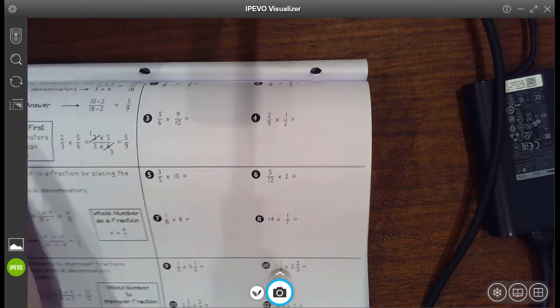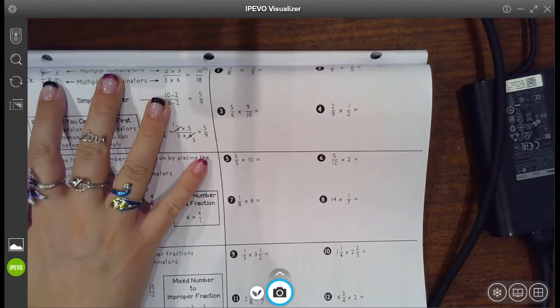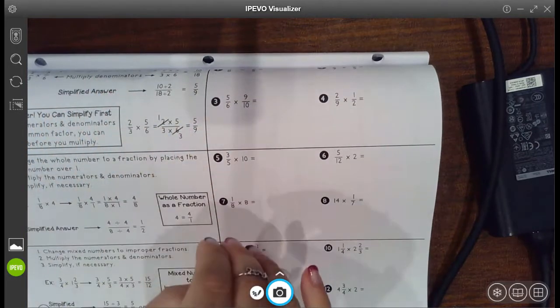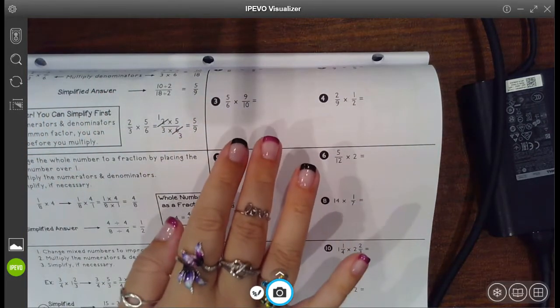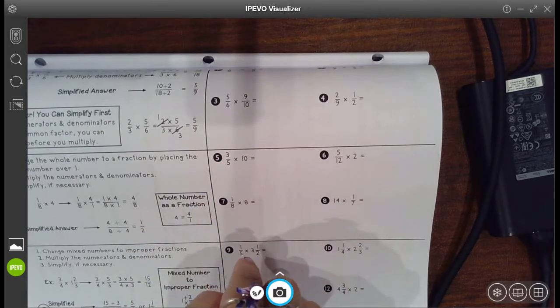Hello, my little mathematicians. Today we are going to review some multiplying fractions with whole numbers and multiplying fractions with fractions. And we're going to introduce multiplying fractions with mixed numbers.